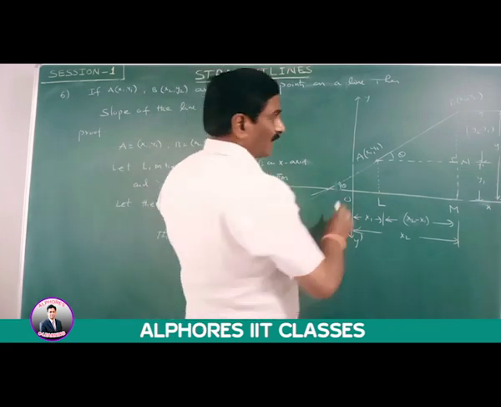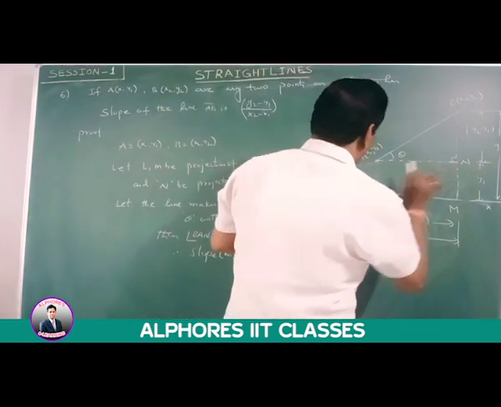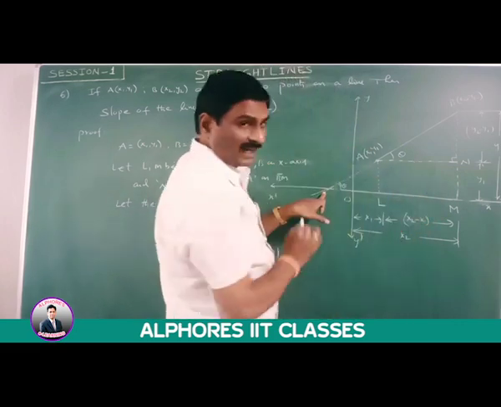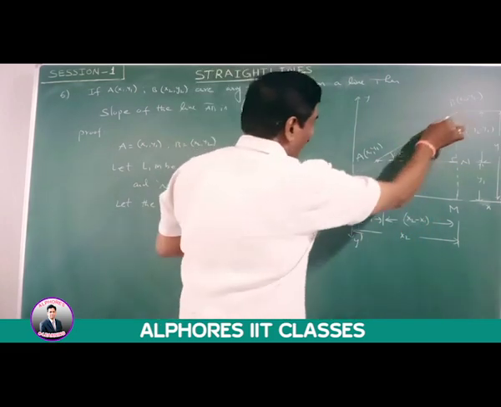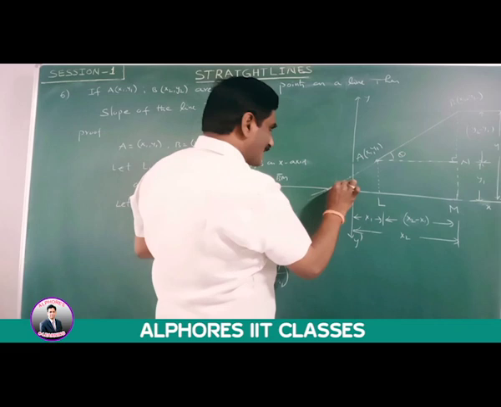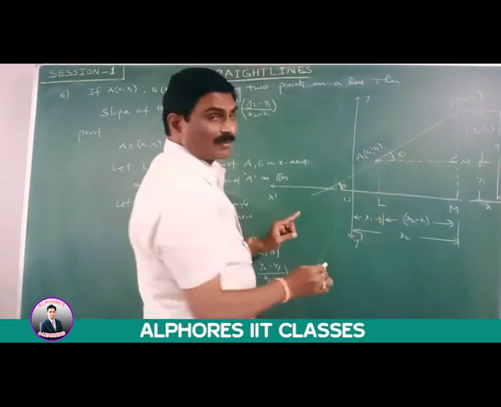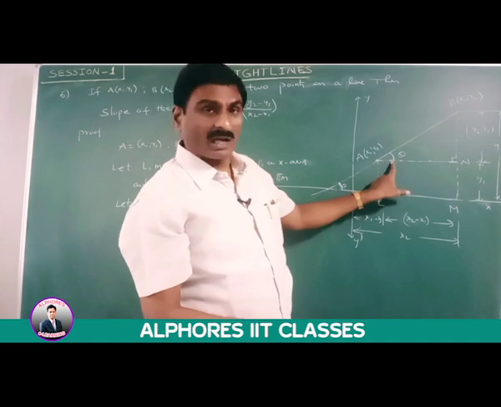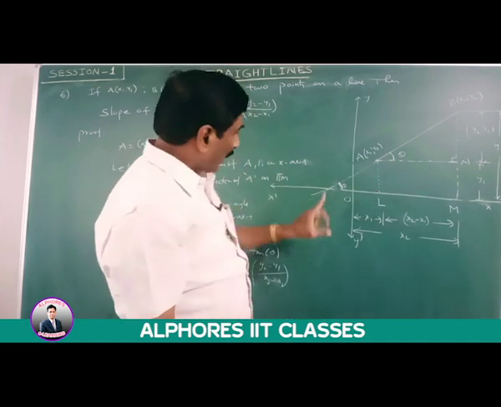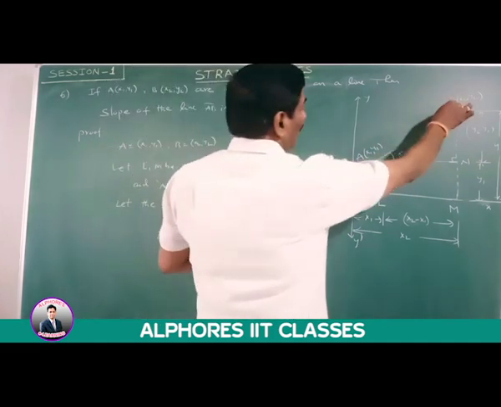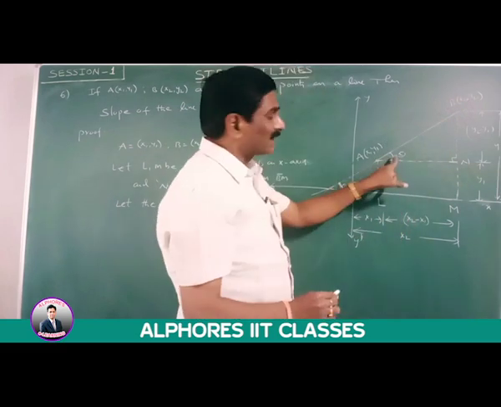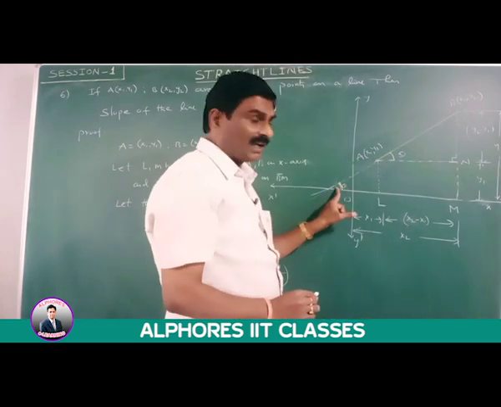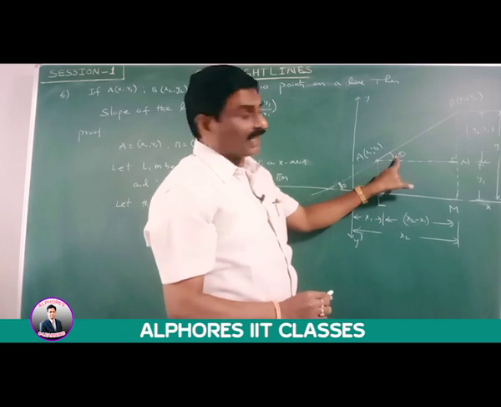Please observe this. AN is parallel to the x-axis. These two are horizontal lines, which means this line is a transversal. That means this angle is theta, and automatically this value is also equal to theta. These two are corresponding angles. So from this diagram, angle BAN is equal to theta. This angle of inclination is theta, so this value is automatically theta.